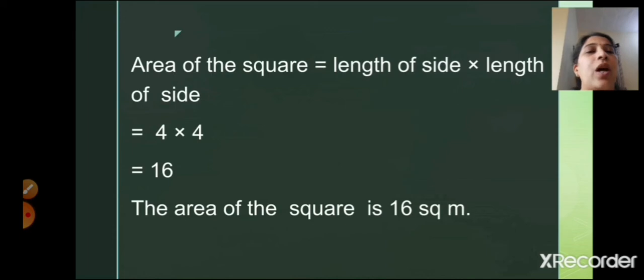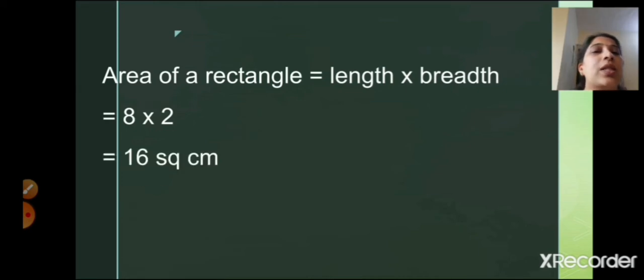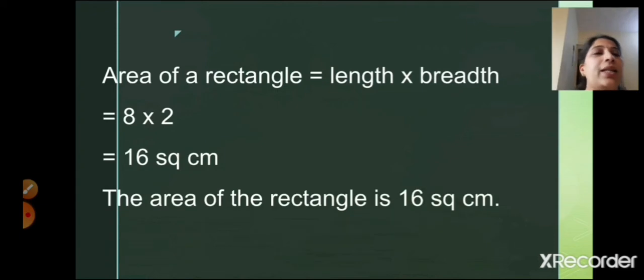So we'll now find out the area of the rectangle. Now what is the area of the rectangle? Length into breadth. So what is the length? Length is given as 8 centimeter and breadth is given as 2 centimeter. So what is 8 2s are 16. So 16 square centimeter. So the area of the rectangle is 16 square centimeter. So we have found out area of square and area of rectangle.